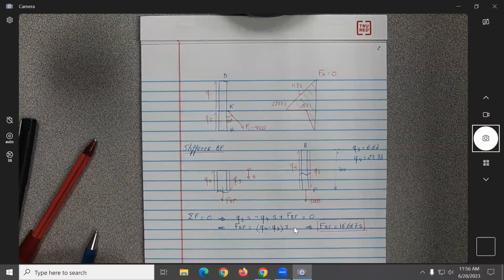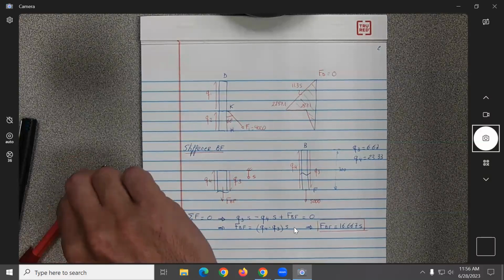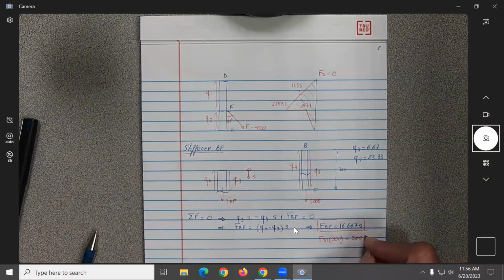So now, again, this will be all the way to the end. So if this is correct, what should be the FBF? If you want, you can take your calculator and check. But what should this be, if everything is correct? 5,000. Yeah, it should be equal to 5,000, no?